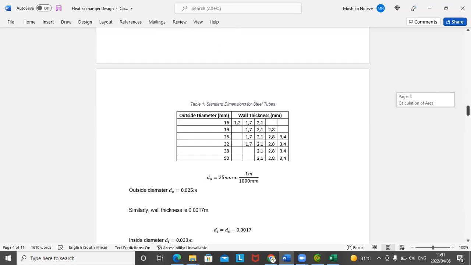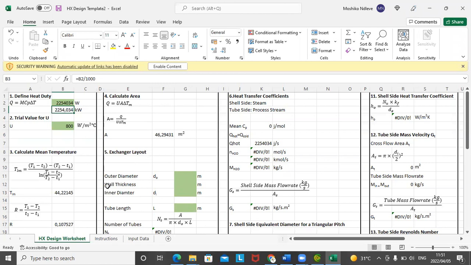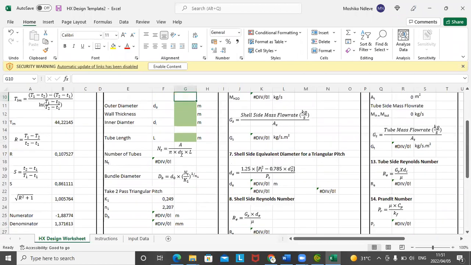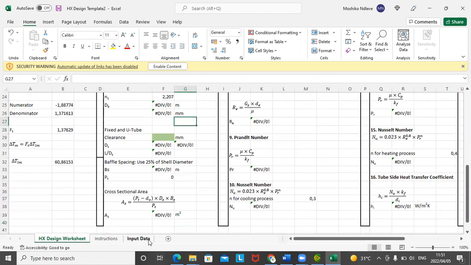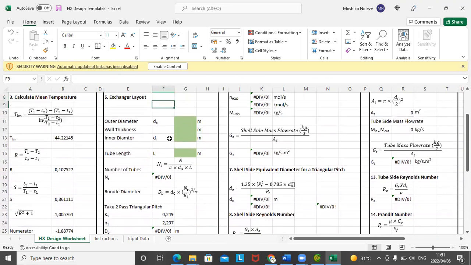So these are your dimensions for steel tubes. So if you go back to our next step, what we need in terms of our information is what? We need to get our outer diameter, our wall thickness, our inner diameter, and that will help us calculate the tube length, right? So also our tube length. And then we'll be able to get our number of tubes, and by doing that, I believe we should be able to go straight down up to area once we put in our clearance as well. So let's go get that information.